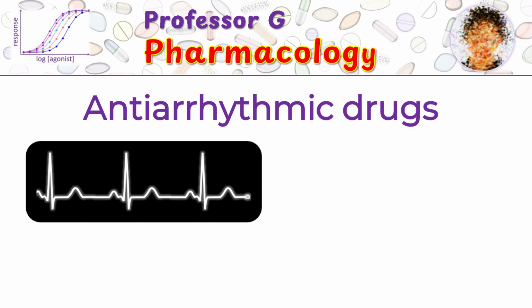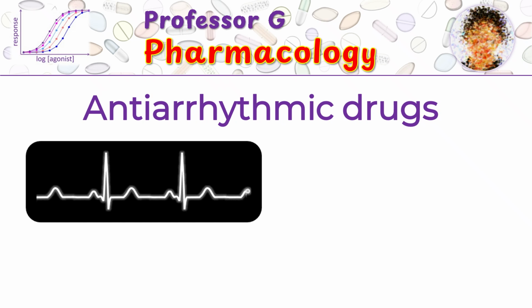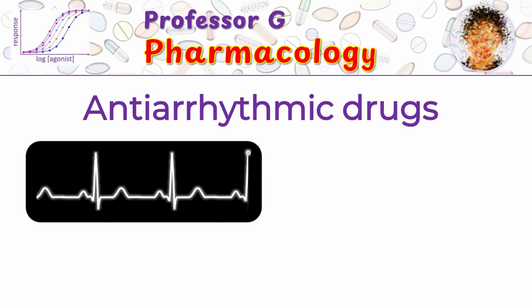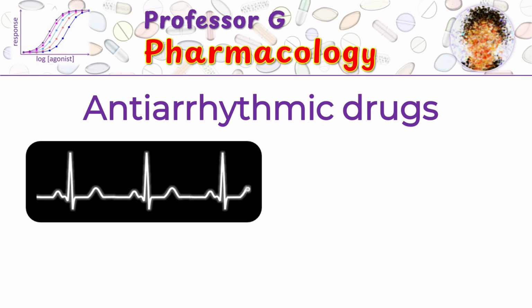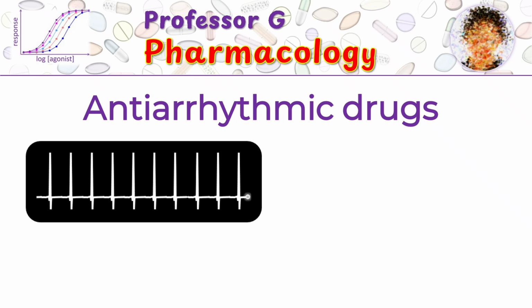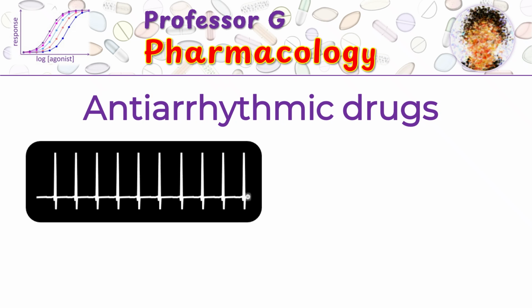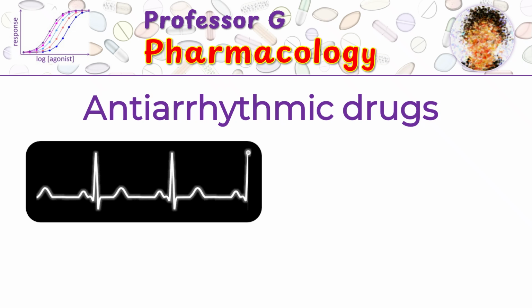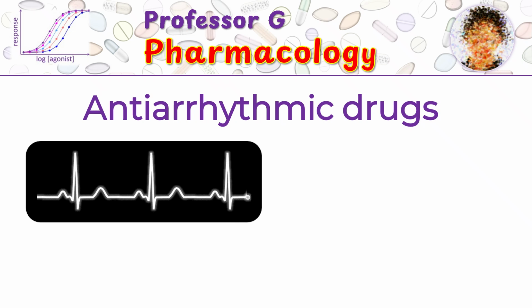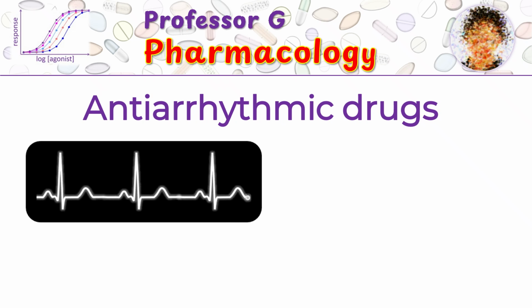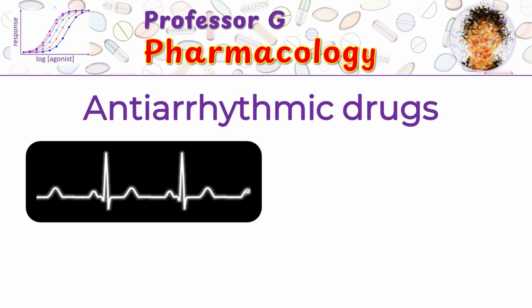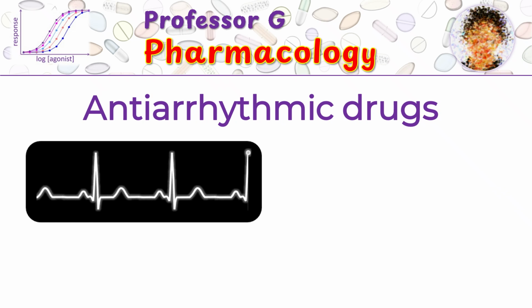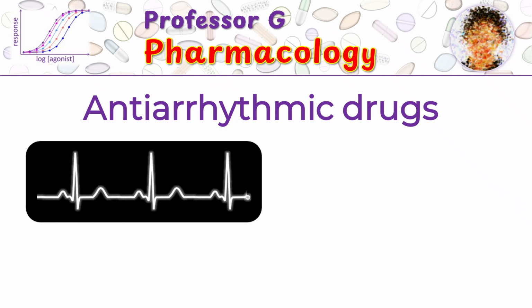The heartbeat depends on a precisely coordinated electrical system. When that system becomes unstable, the result can be a cardiac arrhythmia. Antiarrhythmic drugs aim to restore stability, but they do so by modifying the very electrical processes that keep the heart beating normally. That makes them powerful, but also potentially dangerous.